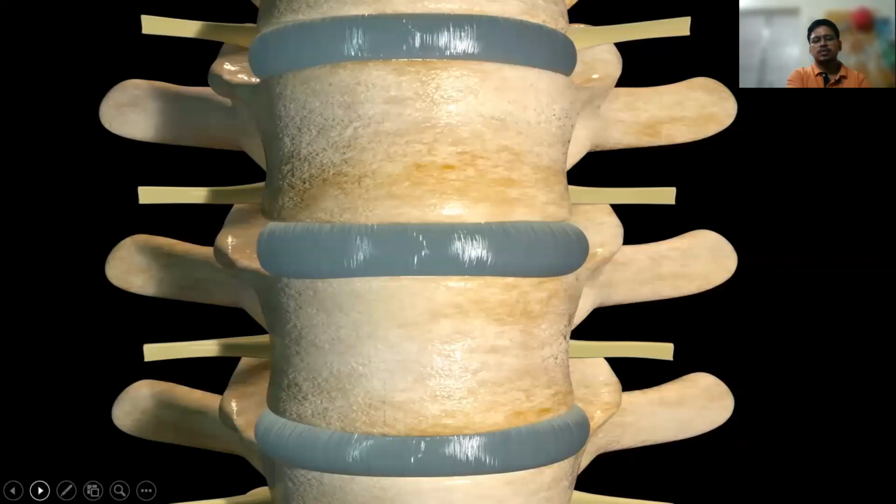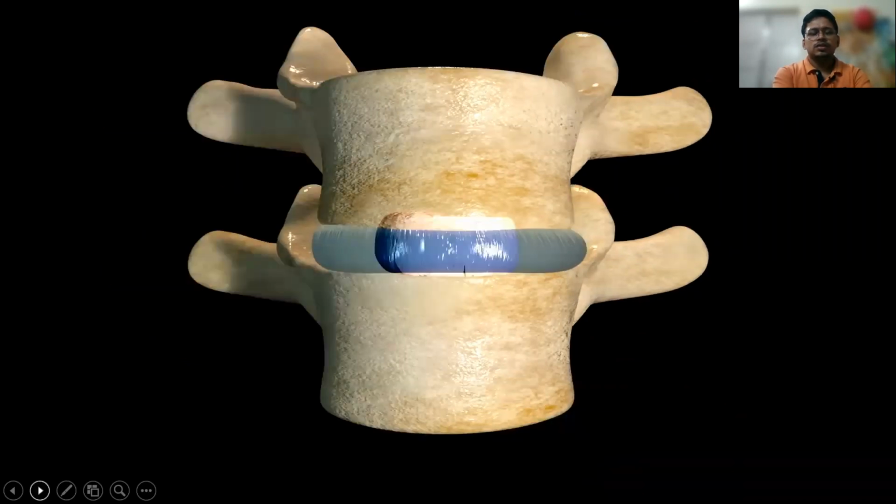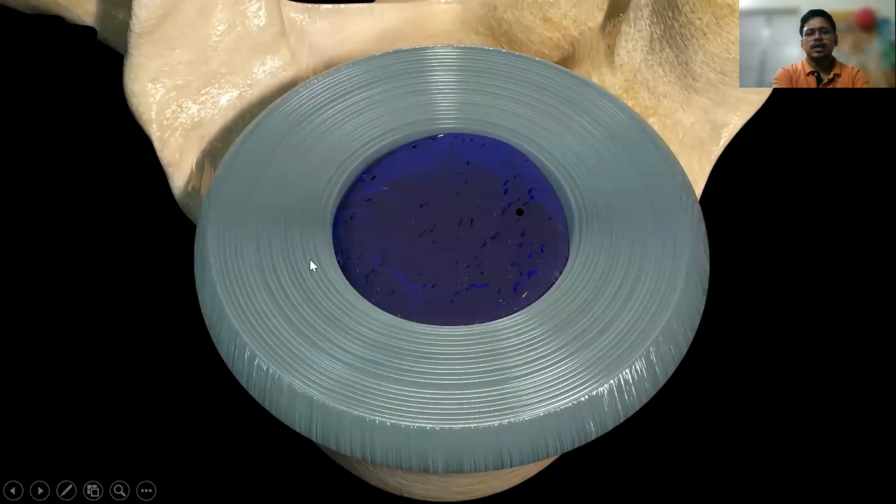Myself, Dr. Shomir Bosak, interventional pain physician. This is a vertebral body, and in between the vertebral bodies there is a gel-like structure, and this gel-like structure acts as a shock absorber. If we bear a heavy load, this acts as a shock absorber in our vertebral system. If this shock absorber gets damaged, then what happens? Inside is the nucleus, a soft gel-like structure, and outside is the annulus fibrosus, a fiber-like structure. If we see closely, inside is a gel-like structure, outside is a fibrous donut-like structure.